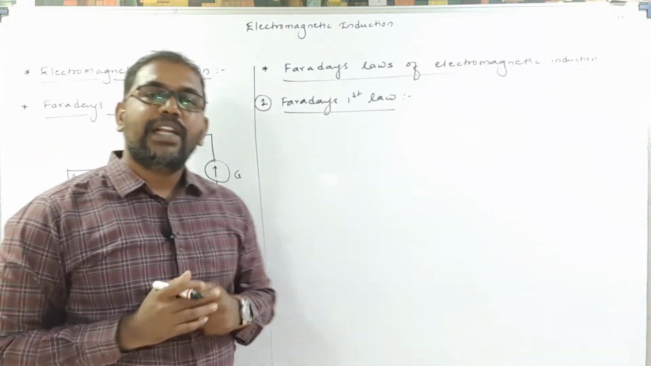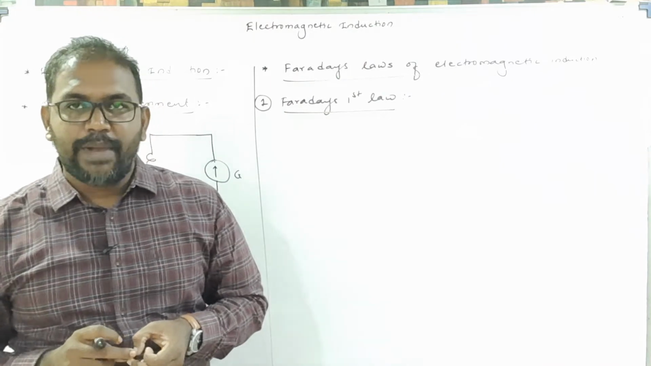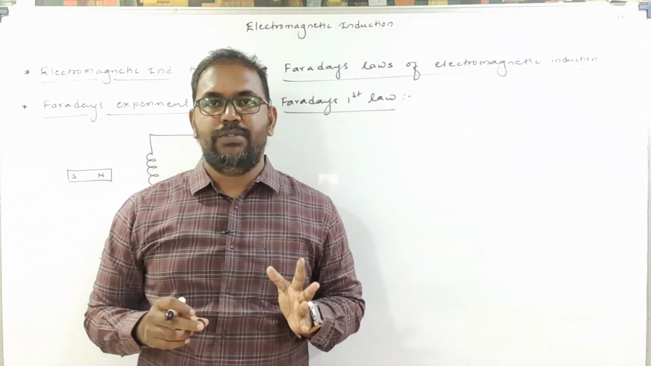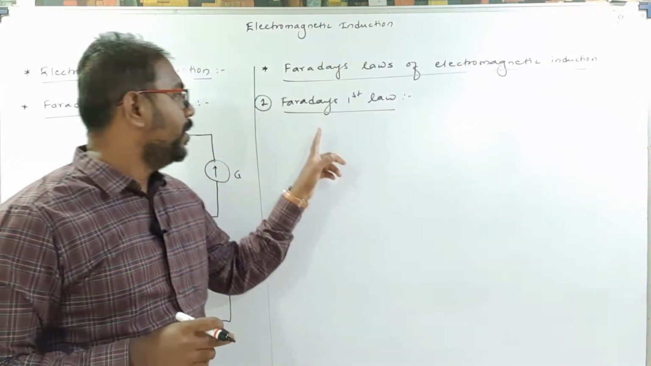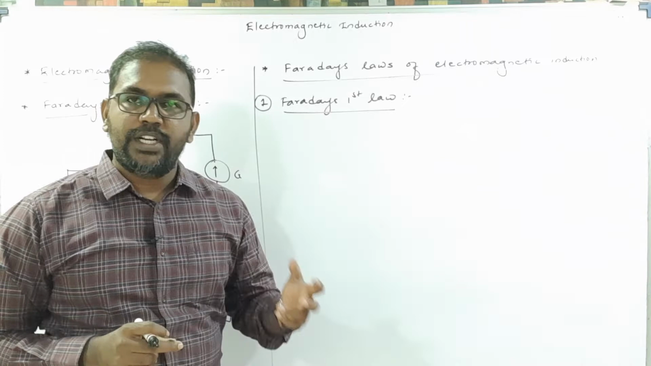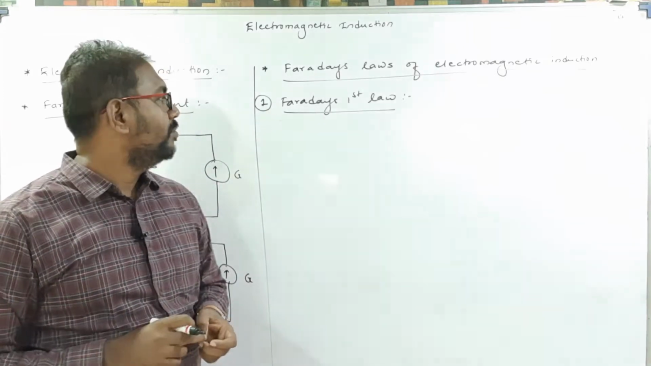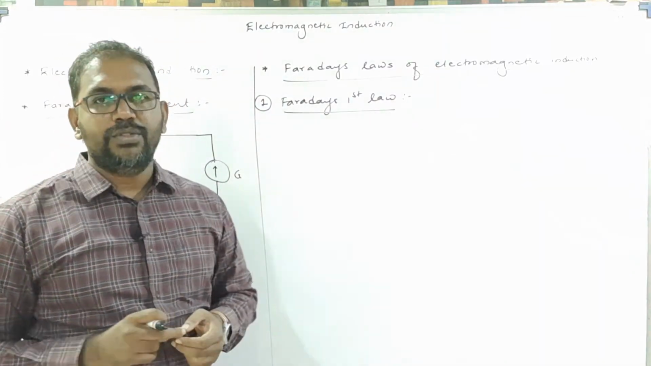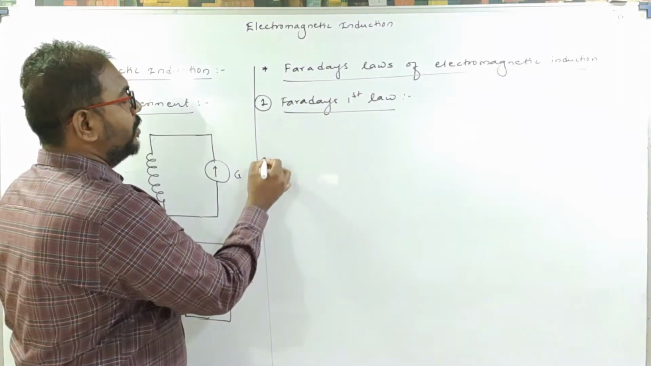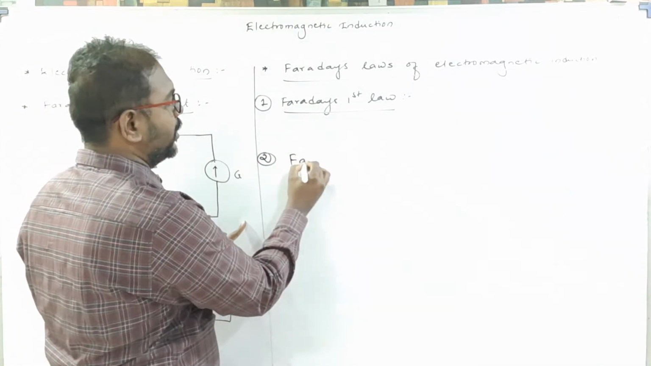So we can write the first law: whenever there is a change in magnetic flux associated with a coil, EMF is induced. This is the first law. I repeat it again: whenever there is a change in magnetic flux associated with a coil, then EMF is induced in the coil. So this is the first law. Second law, Faraday's second law.